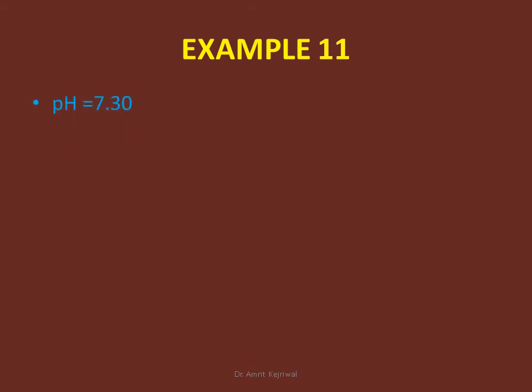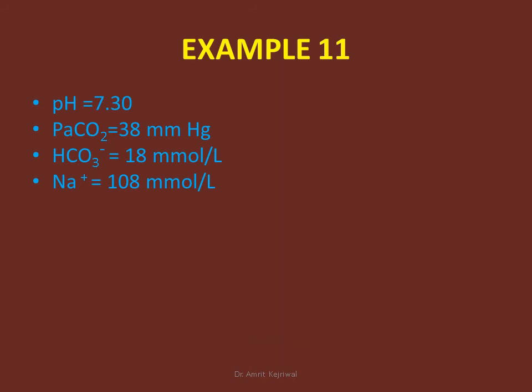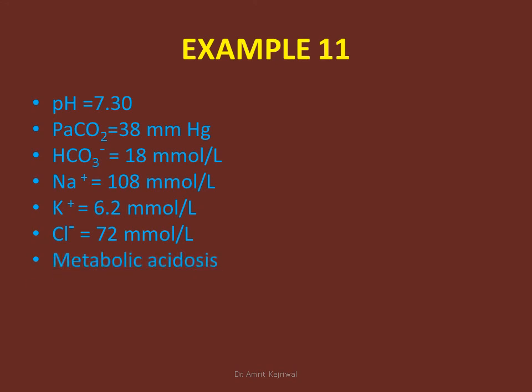In example number 11, pH is 7.3, PaCO2 is 38. So this goes in favor of acidosis. Bicarb is decreased. Sodium we've been given here as 108, potassium 6.2 and chloride 72. So you have to calculate the anion gap in this, and it goes in favor of metabolic acidosis.